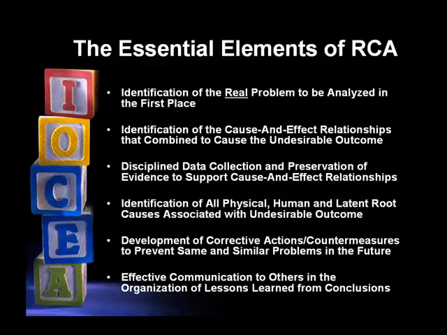Okay, our next essential element: identification of all the physical, human, and latent root causes associated with the undesirable outcome. This means that we're not only interested in the forensic side or the physical side of the failure, but we're more interested in understanding why people made bad decisions. They may be judgment calls, it may be flawed data, whatever the case may be. We are interested in not necessarily who made a bad decision, but why they thought it was the right decision at the time that they made it.